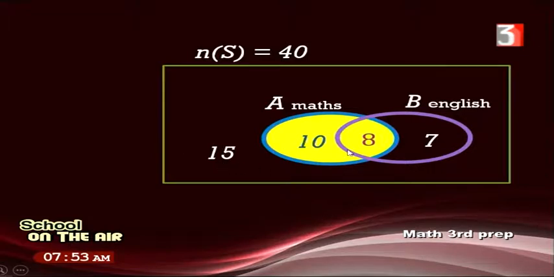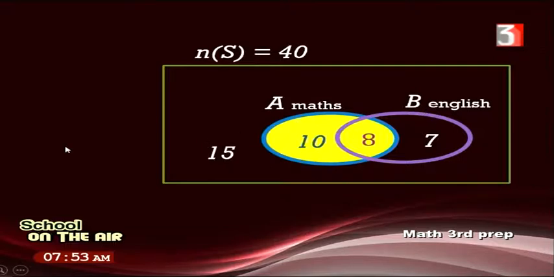If we want to get anyone who likes math or English, we will get the numbers 10 and 8 and 7. 10 like math only. 8 like both of them. 7 like English only. All equals A union B. Outside, 15 don't like math or English.